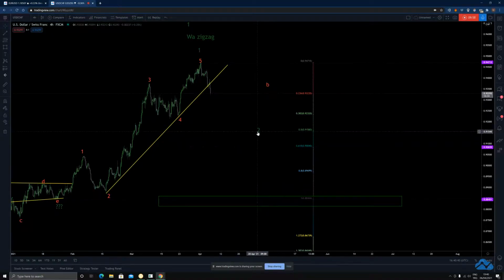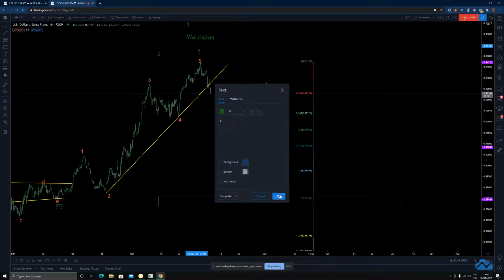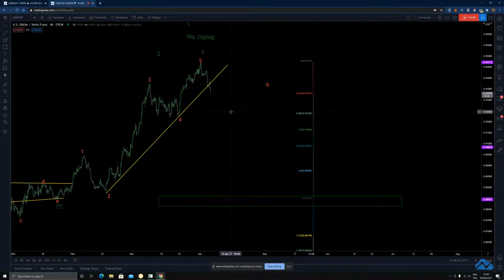Because the market can finish the second wave here and go up as well. But we don't know. We don't have any idea. But what if this is a wave A? If this is a wave A of a zigzag, now we have a little bit more information.